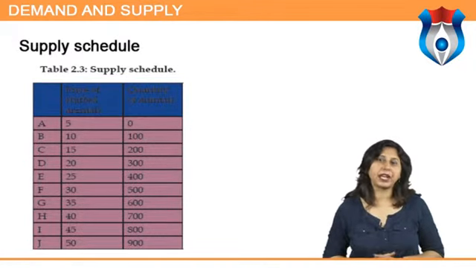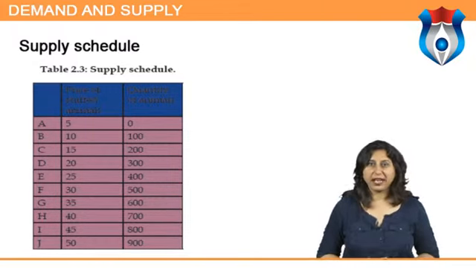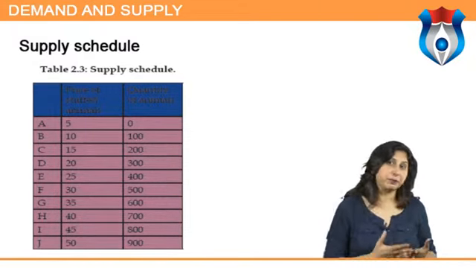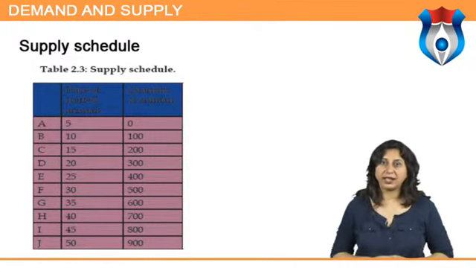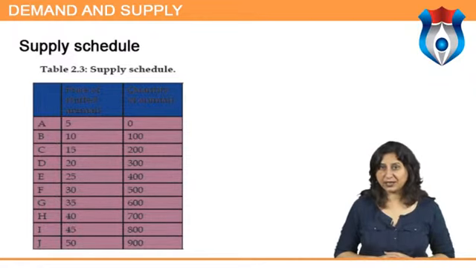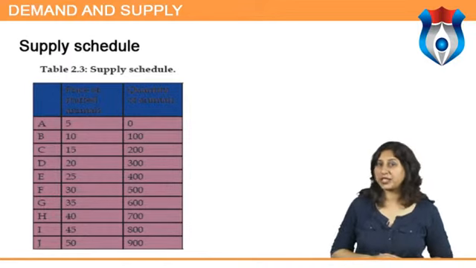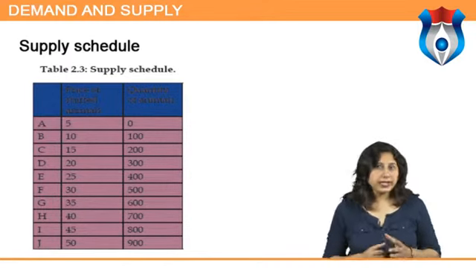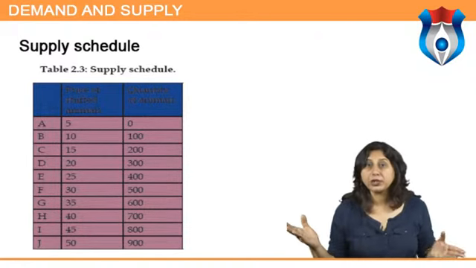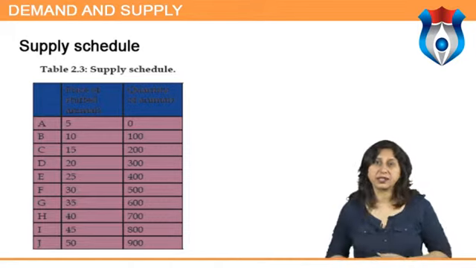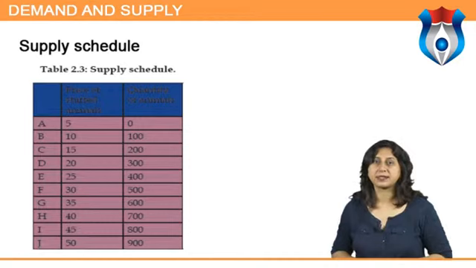Study of a supply schedule will help us to understand the concept of supply in a better way. A supply schedule is a table which contains values for the price of a good and the quantity that would be supplied at that price. If the data from the table is charted, it is known as a supply curve. Here are a few observations about this supply schedule. First, with the increase in price from $5 to $50, the supply also increased from 0 to 900 units. This shows a direct relation between supply and price.